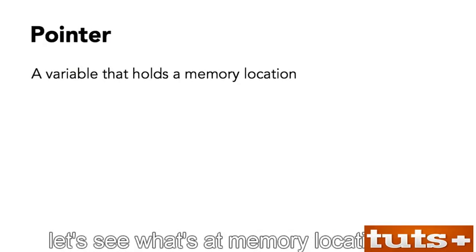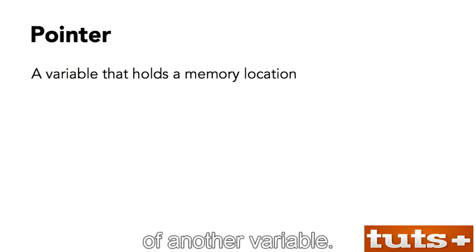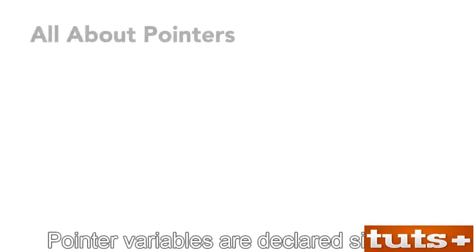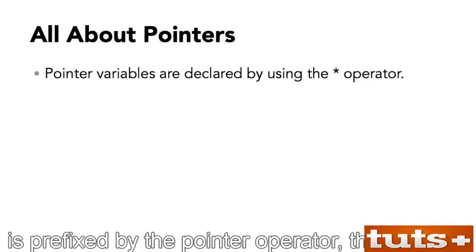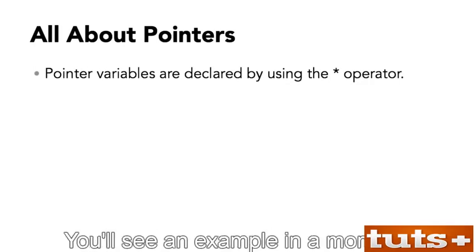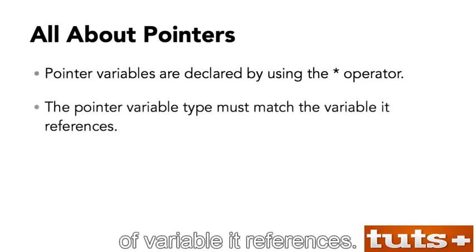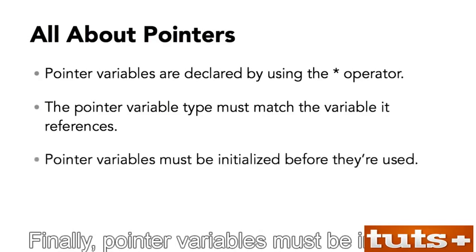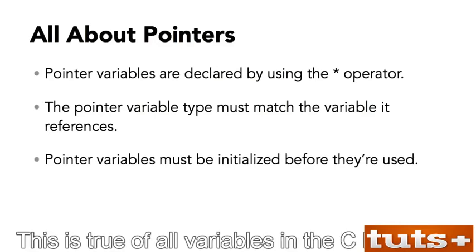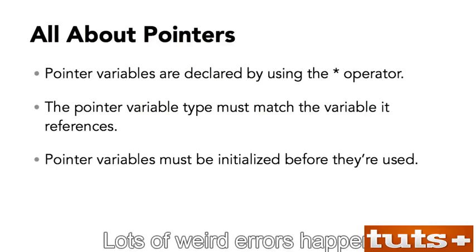Pointer variables are declared similarly to other variables, although the variable name is prefixed by the pointer operator, the asterisk. You'll see an example in a moment. The pointer variable type matches the type of variable it references. For example, an int variable requires an int pointer. Finally, pointer variables must be initialized before they're used. This is true of all variables in the C language, but especially so for pointers. Lots of weird errors happen when a pointer isn't initialized. I can't repeat it enough. Pointers must be initialized before they're used.